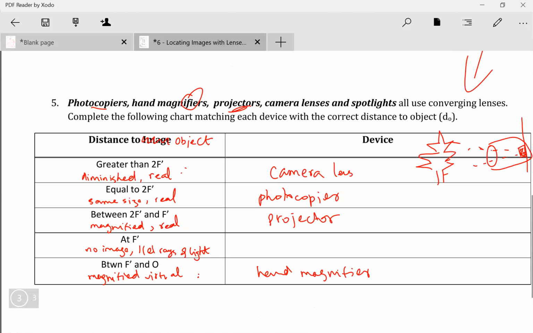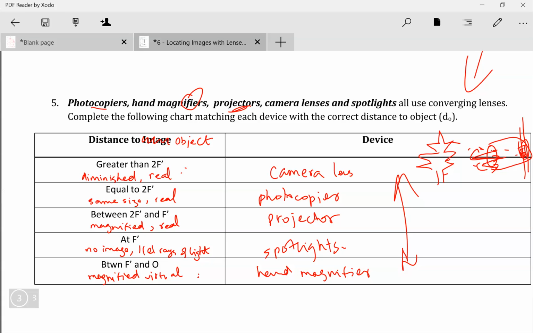Because this film is fixed in place, you have to zoom in and zoom out. You have to make sure that the image is properly focused on that little point by moving your camera lens in and out. That's what happens when you move your camera around. And at f will be the spotlight, because we need parallel rays of light. You don't want light to converge, you just want parallel rays so that you can see clearly. And those were the uses of converging lenses, the uses of each type.